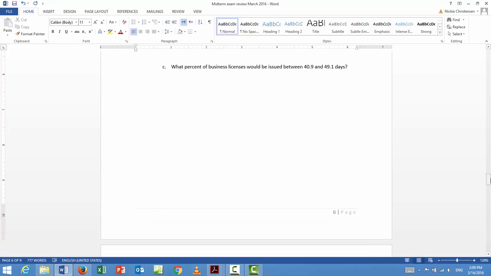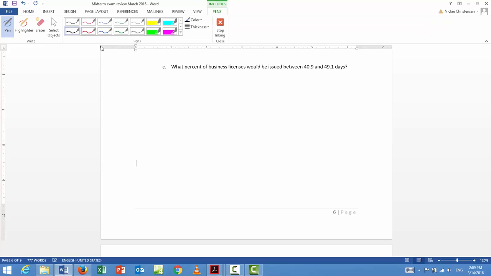Okay, so, all right, what the problem has told us above, if you just look on your paper where it says number 17, it tells us that there's research being done into the number of days it takes for a business license to be issued, and the scores, the number of days it takes for the license to be issued, are normally distributed with a mean of 45 days and a standard deviation of 4.1 days. So I'll write that up here. Our mu is 45 and our sigma is 4.1.